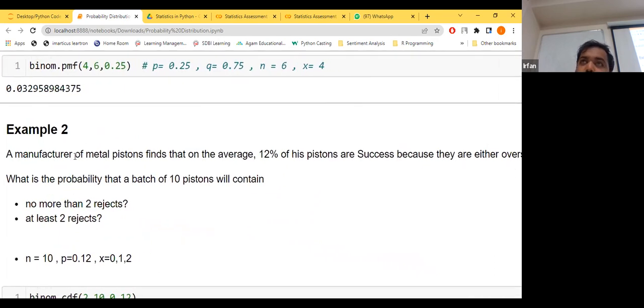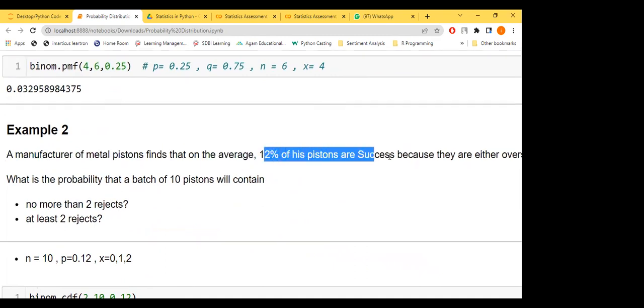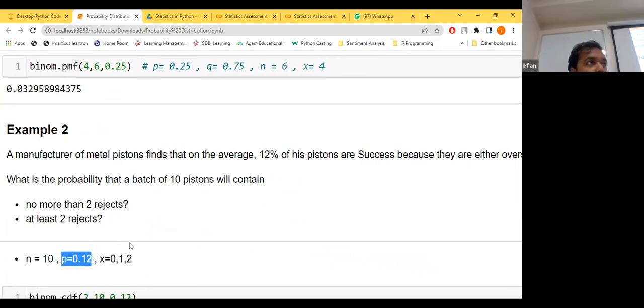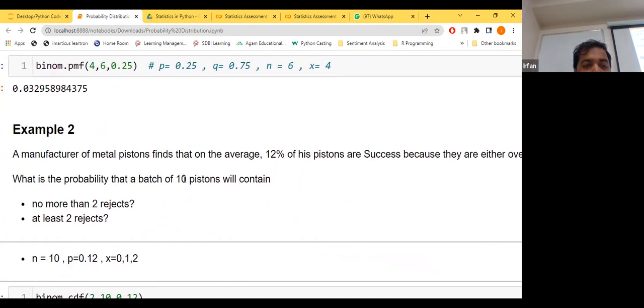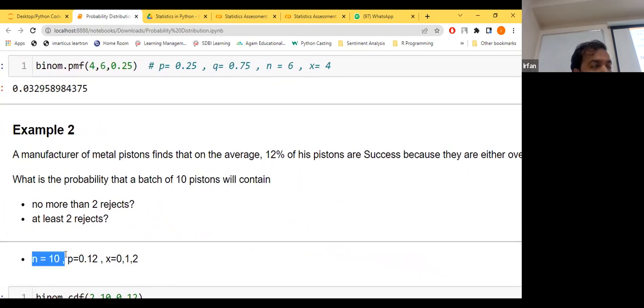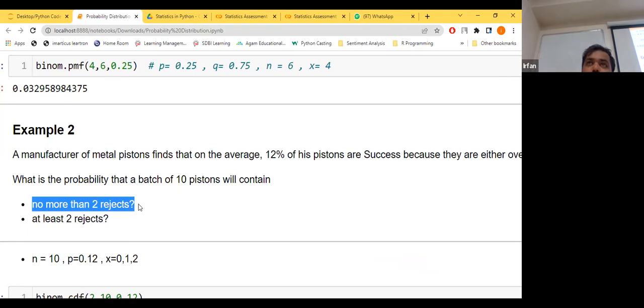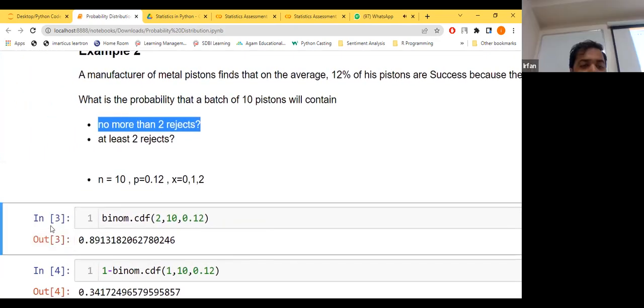Second, this example also we have solved. A manufacturer of mattresses finds on average 12% is success. What is the value of P? 0.12. What is the probability that 10 pistons will contain no more than 2 rejects? So the value of N is 10. No more than 2 rejects means not more than 2. There can be 0 rejects, 1 reject, 2 rejects. Clear?